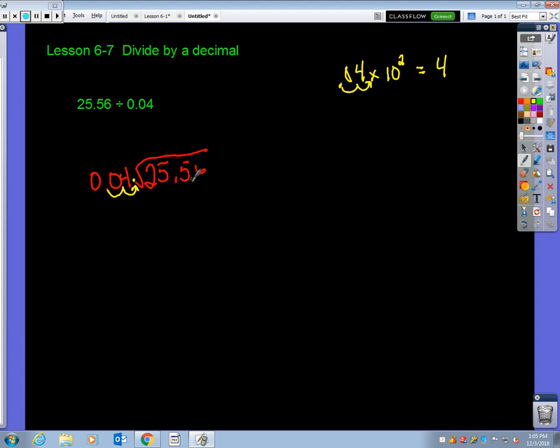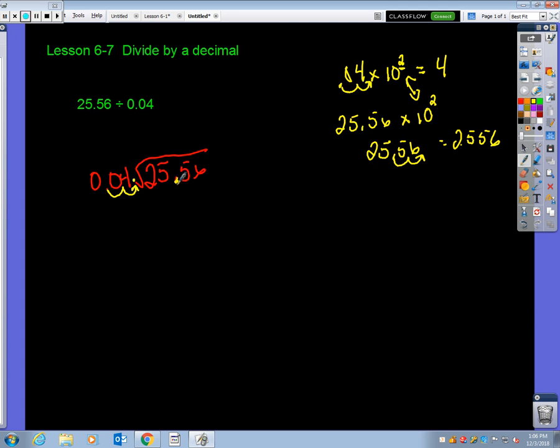That helps keep our math problem exactly the same. So I'm going to take 25.56 and multiply it by the exact same power of 10. Not because there's only 2 decimal places here, but because what we did up here to the divisor, we have to do the same thing. These two have to be the same. So I take 25.56, move it over to the right, and that gets me 255.6.